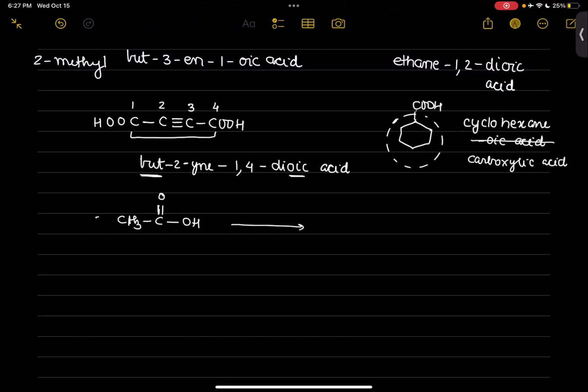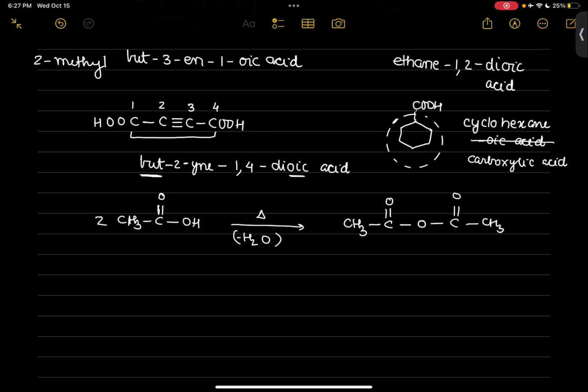When you heat it, 2 molecules of acetic acid get combined together, and a water molecule is removed. And that's why it is called anhydride. Anhydride is something which is formed by the removal of water molecule. Got it? Is it clear? This one, anhydride.